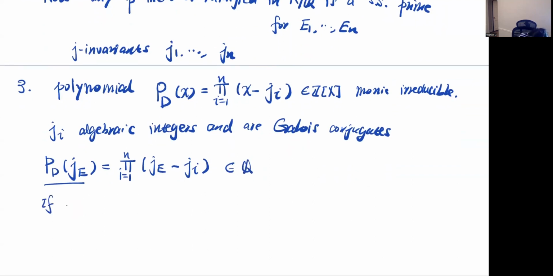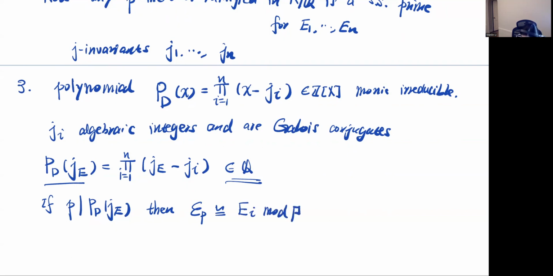So if a prime P divides the numerator of this, by "divides" I really mean that I look at the numerator, and if the valuation of this rational number is positive at a prime p, then this means the reduction of E at P is isomorphic to the reduction of one of the E_i mod a prime lying above P.